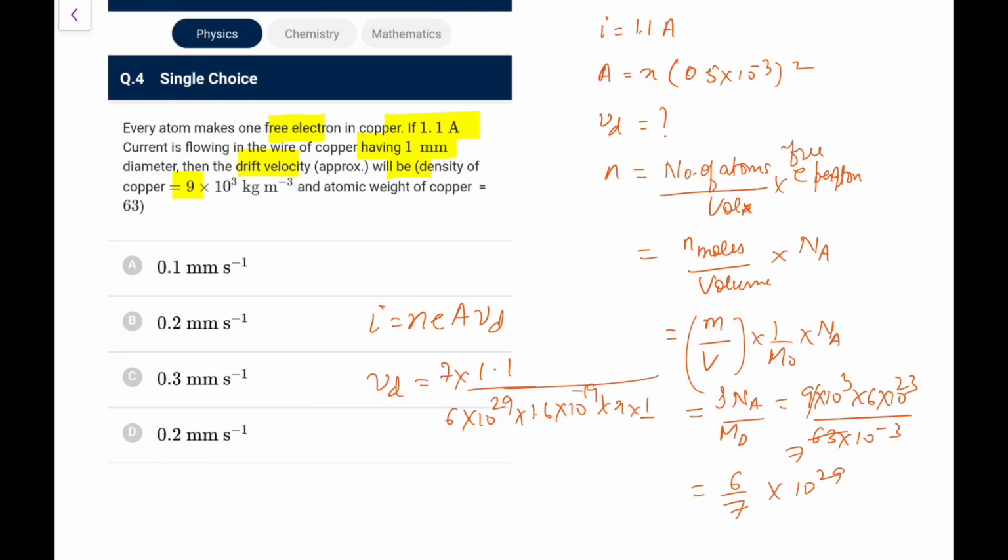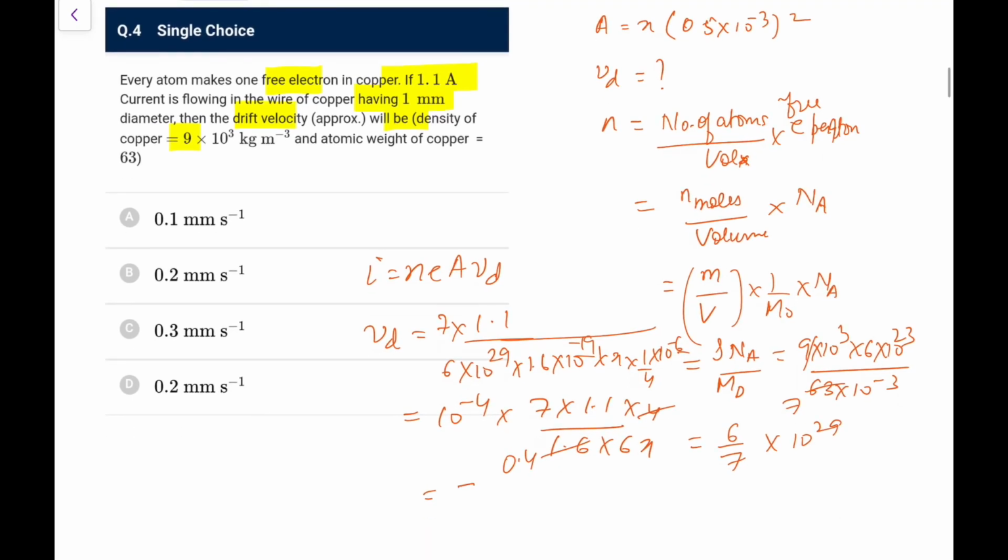pi into this would be 1 by 4 half into 10 to the power minus 6. So 19 and 6, 25, 29, that is 10 to the power minus 4. 7 into 1.1 into 4, 1.6 into 6 into pi. So what you are left with, this is 0.4. So it is 77 upon 24 pi, I can write, into 10 to the power minus 4. So it is approximately 10 to the power minus 4 meter per second, or you can say 0.1 mm per second, because pi would be, let's say, 3 point something. It will approximately be 77 by 72 something. So it is close to that 1.1 you can go for.